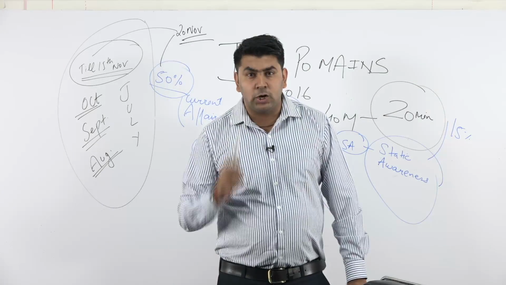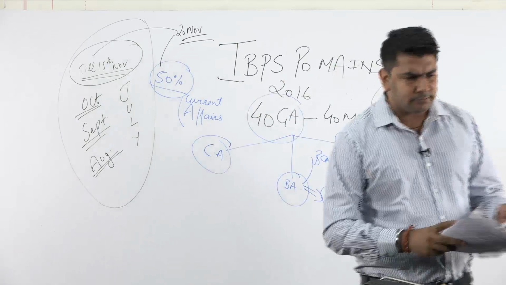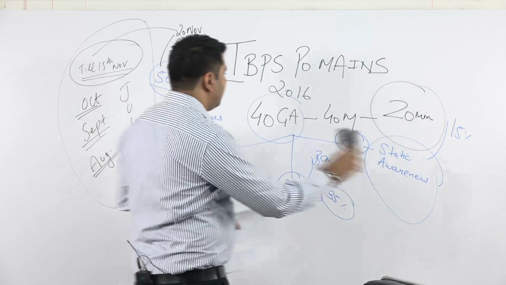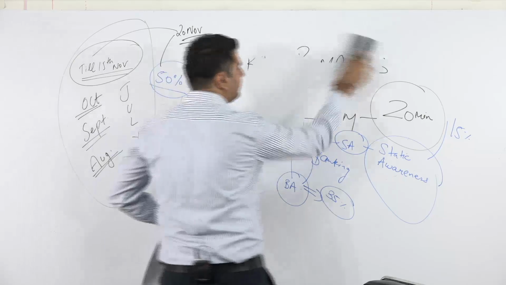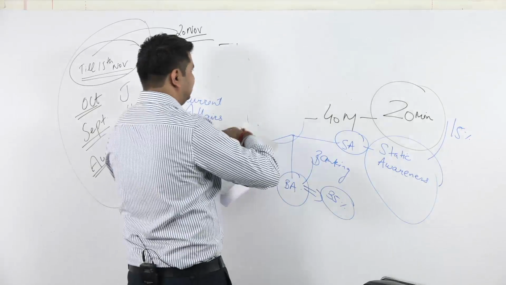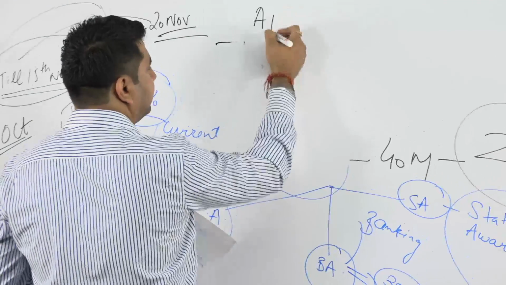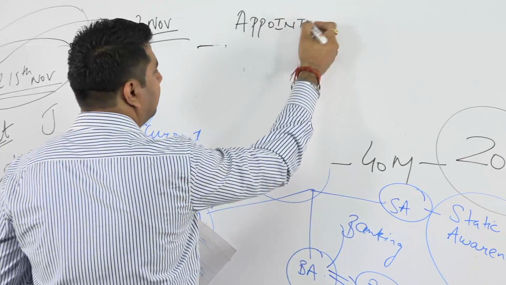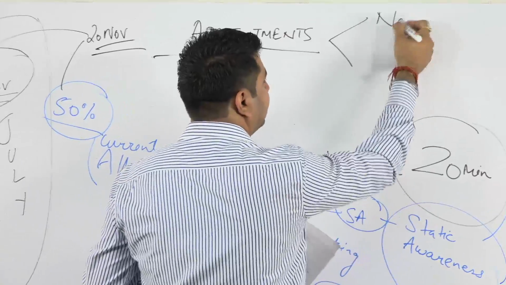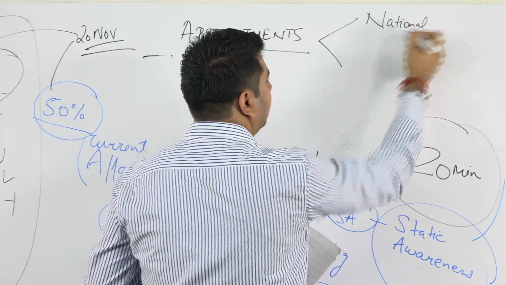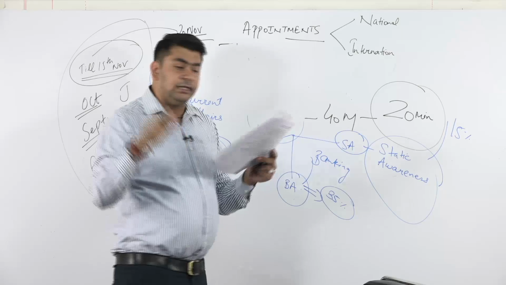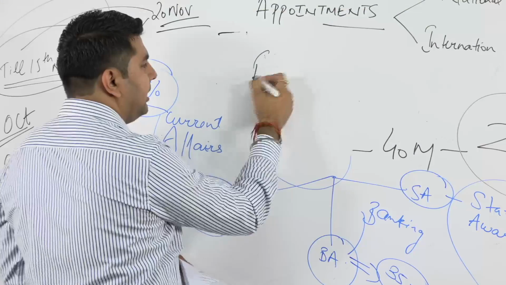Clear? Now if we talk about the general awareness topics, students, we have the important topics. We have appointments, and in appointments we have 2 types of appointments. We have national and then we have international. Then the next topic we have is economic affairs.